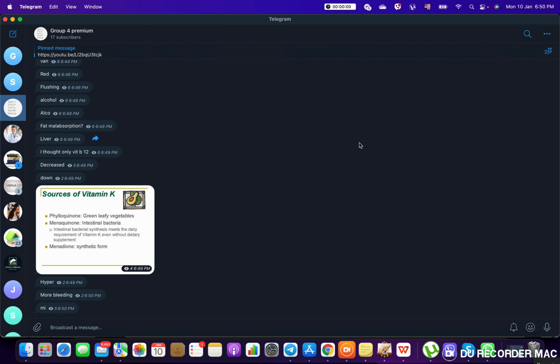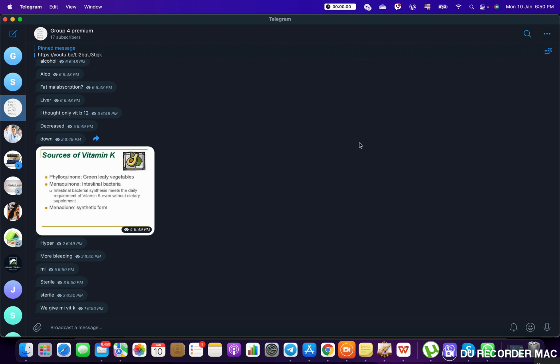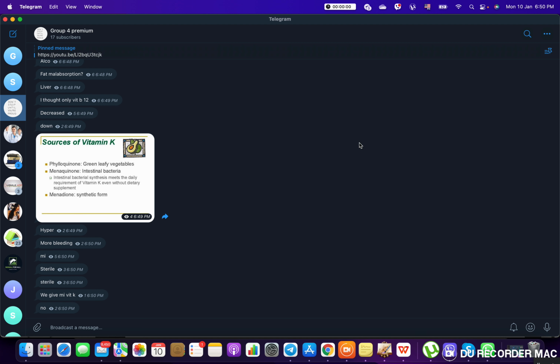Now I have a question, guys. A little baby, like he was just born, does he have a sterile gut, or does he have this intestinal bacteria? Is it sterile or not? It's sterile. So can the baby make vitamin K? He does not. Absolutely correct.